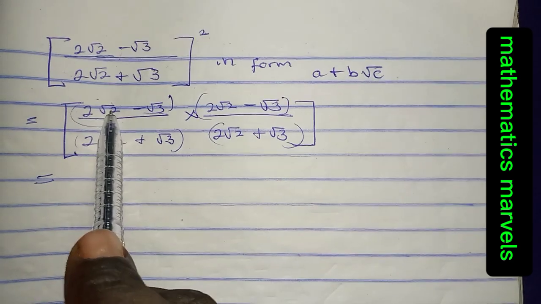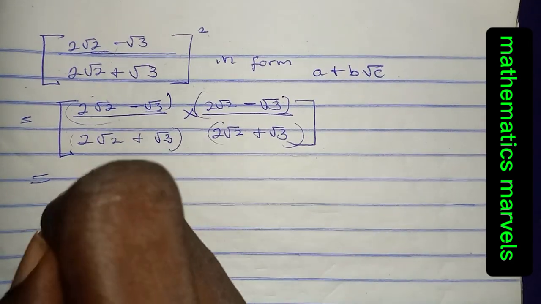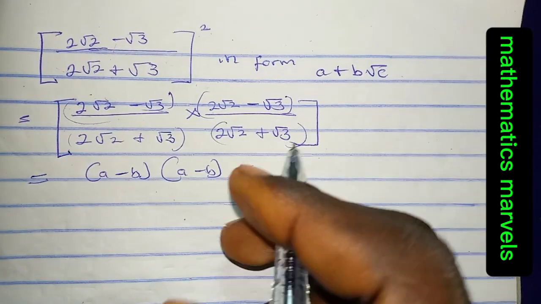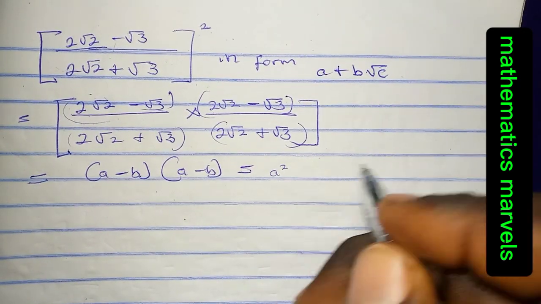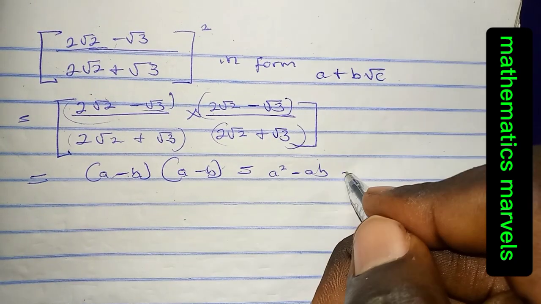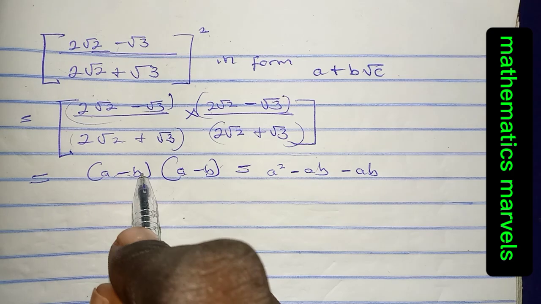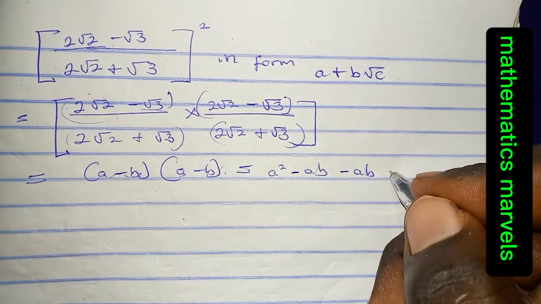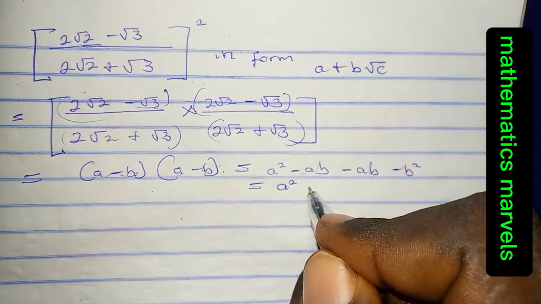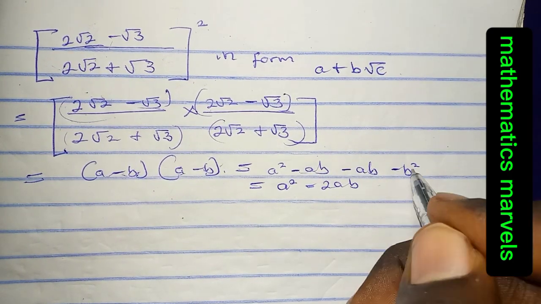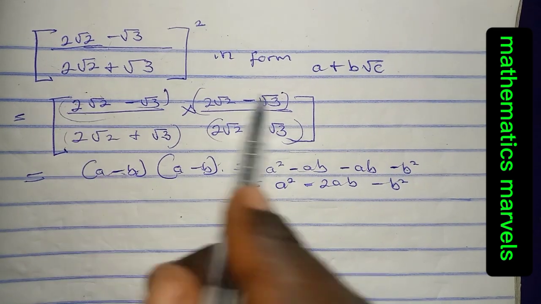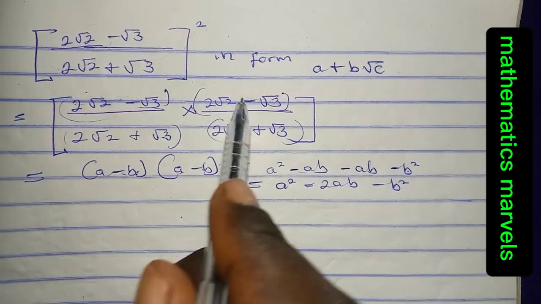Don't forget, if you are simplifying a question like this, you are simplifying it in this form: a times a is a square, a times b is ab, minus b times a is minus ab, and minus b times minus b is minus b square. Therefore, you are simplifying it in this form: a square minus 2ab minus b square. So that means to simplify this, you multiply it.